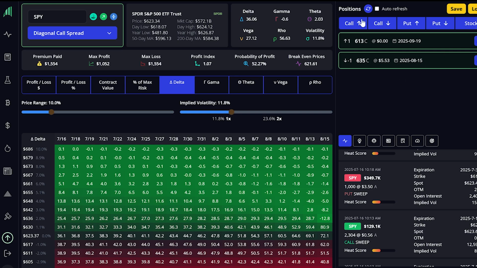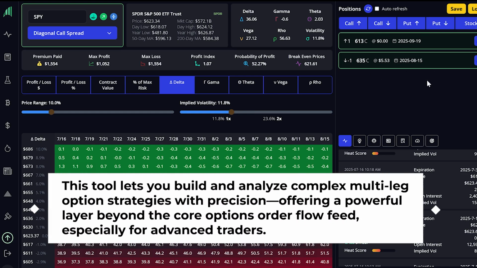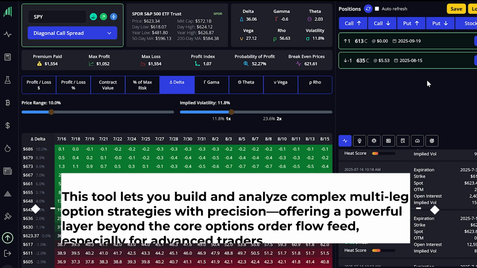It's also worth noting that you can add positions to any of these strategies individually, so you can make pretty complex multi-leg option strategies using this tool and analyze them in pretty great detail. So this feels a little bit different from the main thrust of Insider Finance's options order flow feed, but it's really a great tool for options traders.